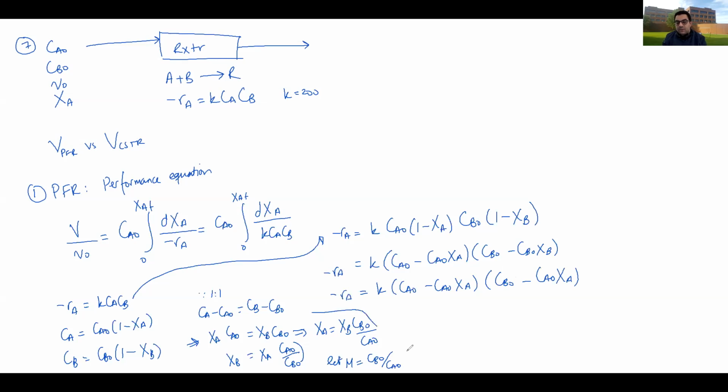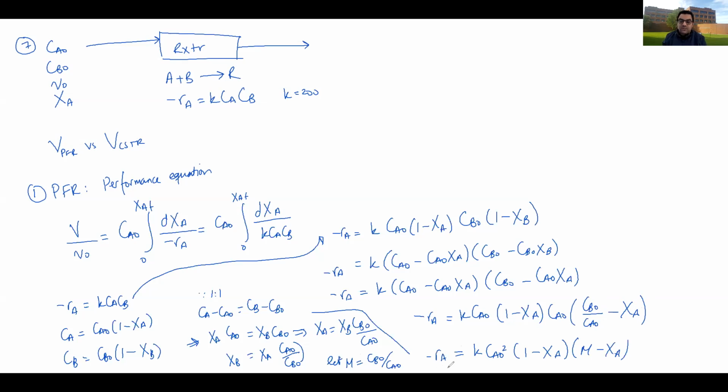Now going here, I'm going to take CA naught out. So I get minus RA is equal to K CA naught into 1 minus XA. And I'm going to take CA naught out of this term too: CA naught into CB naught over CA naught minus XA, and CB naught over CA naught is M. So this expression becomes K CA naught squared 1 minus XA times M minus XA. We've seen this expression before in last week's slide, so be aware of the substitution.